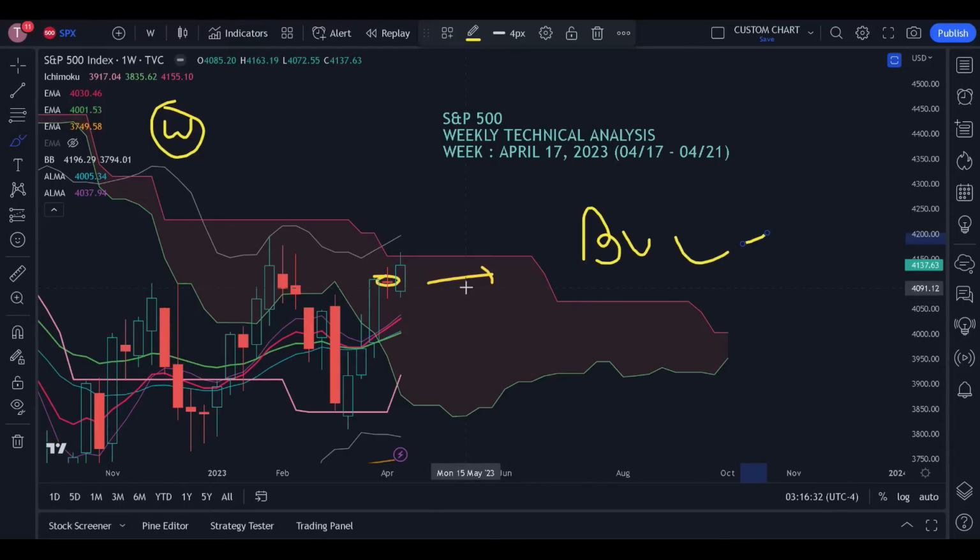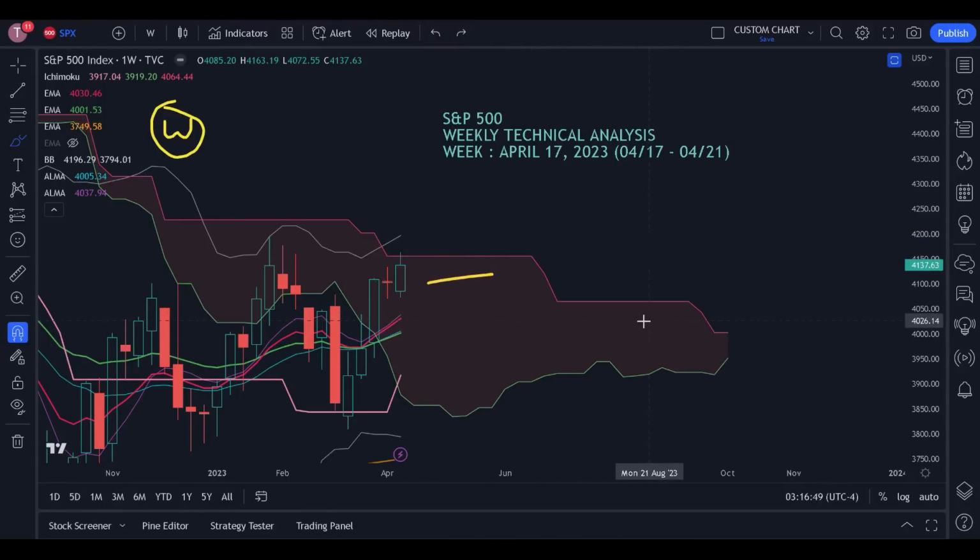Now, if everything is good here, is there any problem? Yes, there is a problem. The problem is that this candle actually tried to breach and sustain 4155 but failed. That is the only problem. Otherwise, this candle is good and supports the short-term bullish movement.